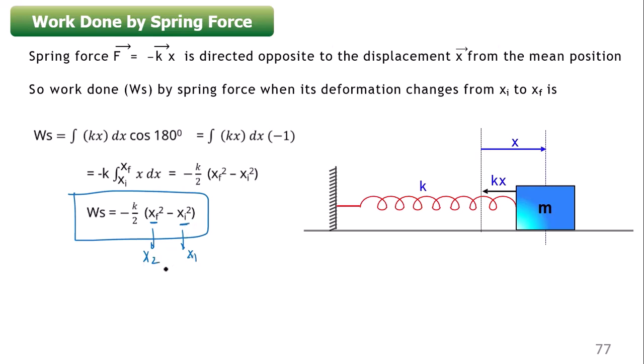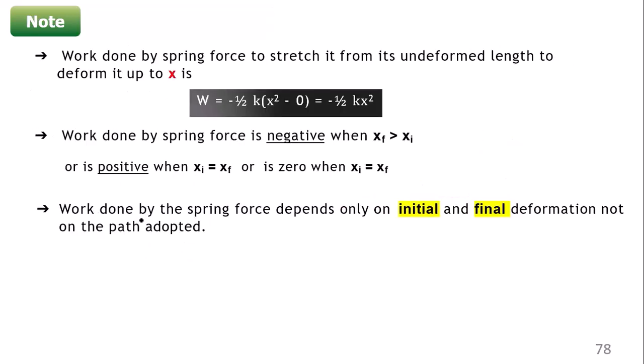And every time, these x2 and x1 numbers are to be taken from the natural length. This is the spring's natural length position. So from natural we take the value of x1 and from natural we take the value of x2. Okay, so final minus initial, but with a negative sign. That is the work done by the spring force, and the negative of that number will be the work done by the external force.